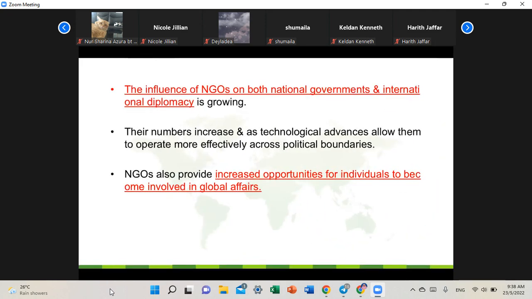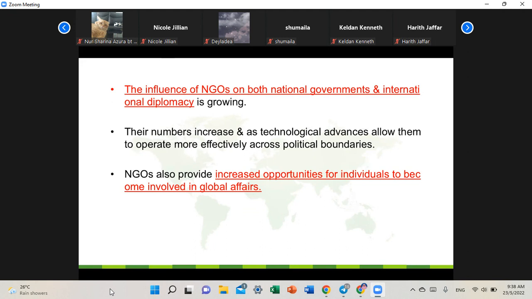So the influence of NGOs on both national government and international diplomacy is growing. What you need to understand about diplomacy is that it can come from three different tracks. Track number one involves government to government. Track number two involves non-government to non-government. Track number three involves local people to local people.